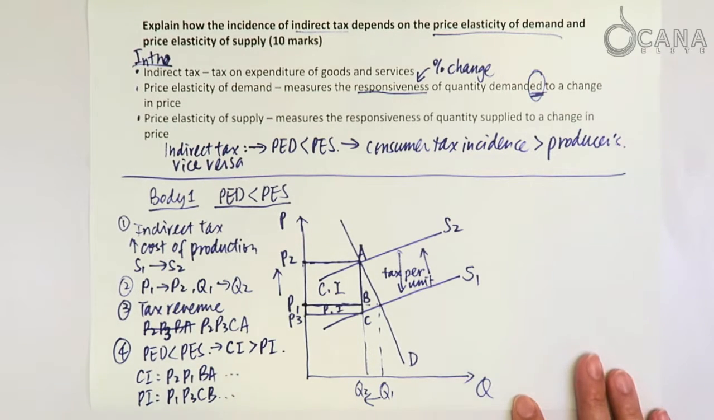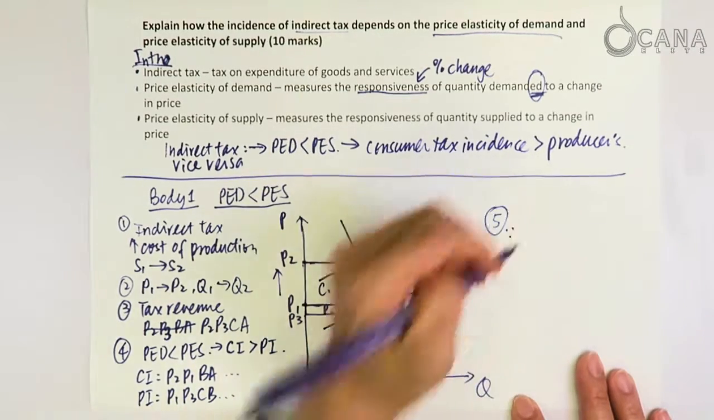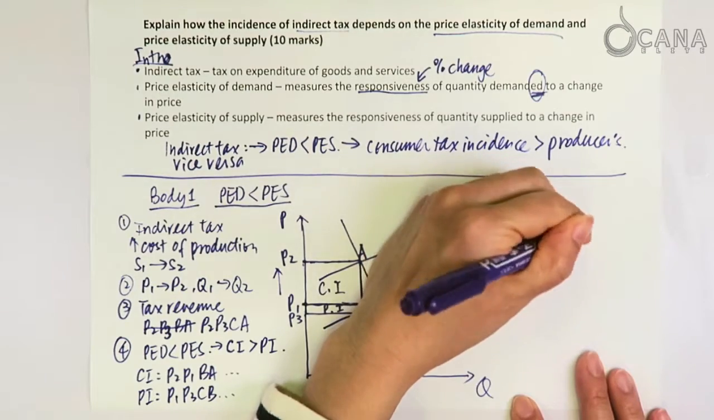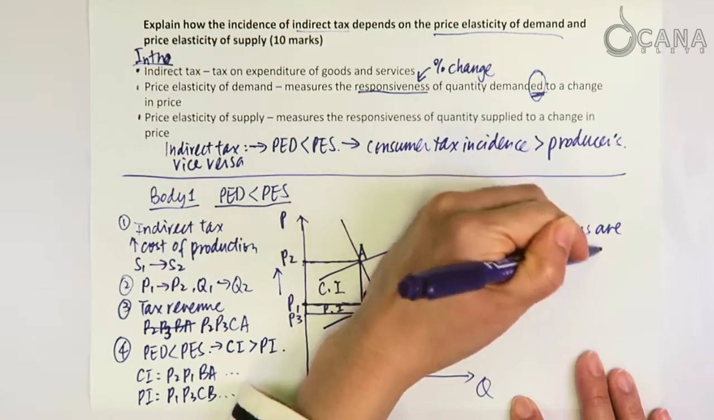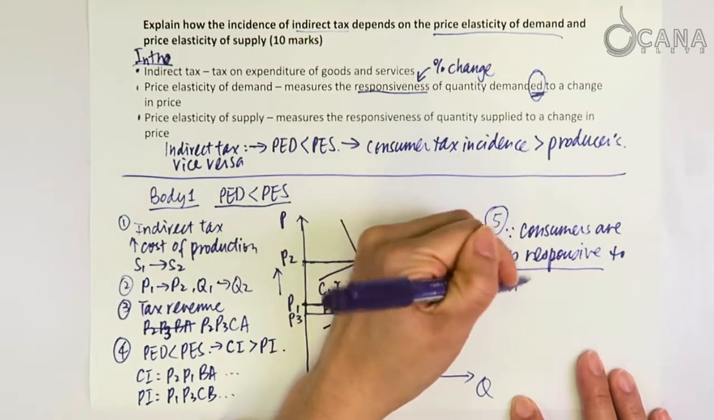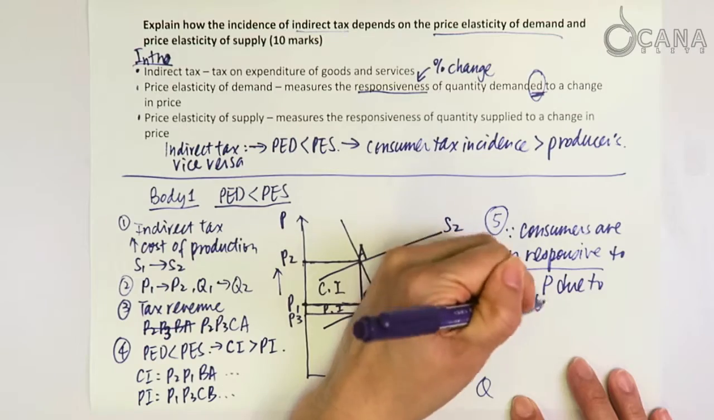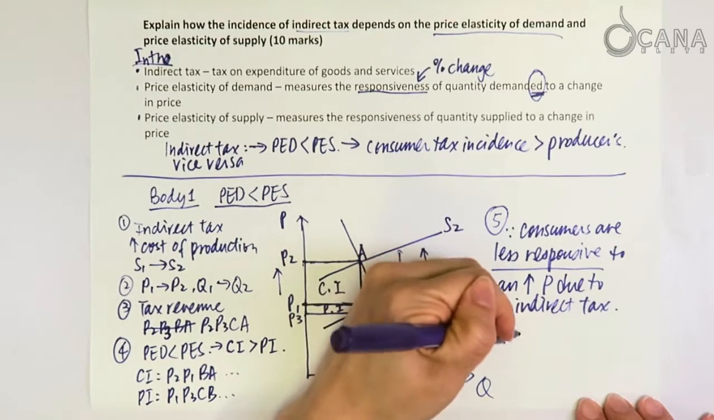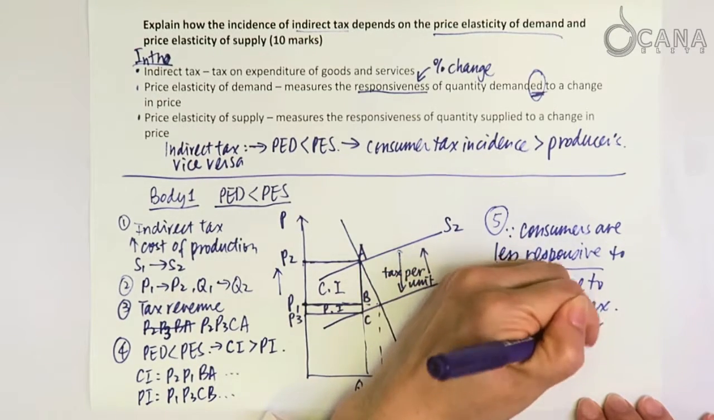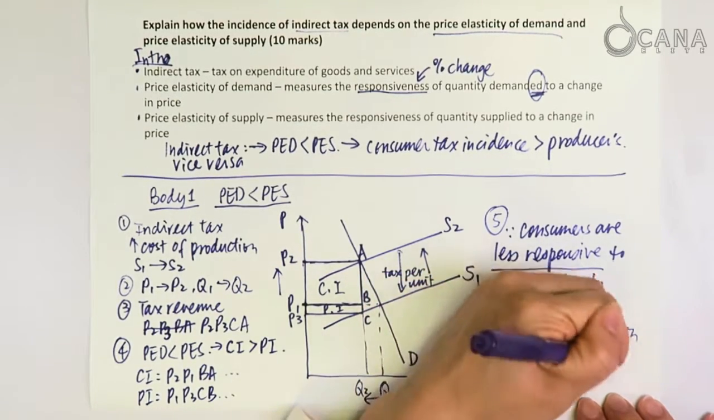Eventually, we should explain in layman's terms why consumer incidence is greater than producer incidence. And a good way to explain it is to say that because consumers are less responsive, the keyword is less responsive, to an increase in price due to the indirect tax, therefore producers would pass on more incidence to the consumers.